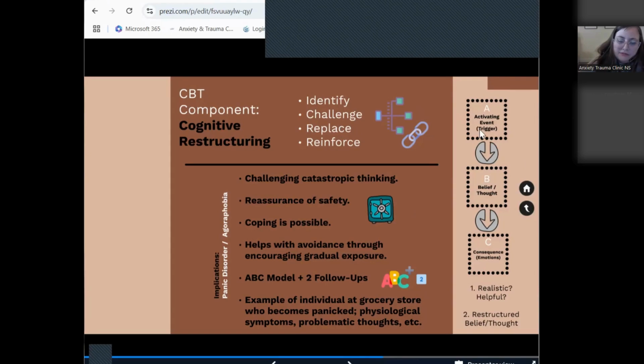Along the side here, as I went through at the top, is the ABC model that I very often use with clients, and I'll use it in my own life as well. It means looking at an activating event or trigger, looking at the belief or thought that it causes, and looking at the consequences, which are usually the emotions. Then after going through that, asking: was this realistic? Was this helpful? And then restructuring that belief or thought.